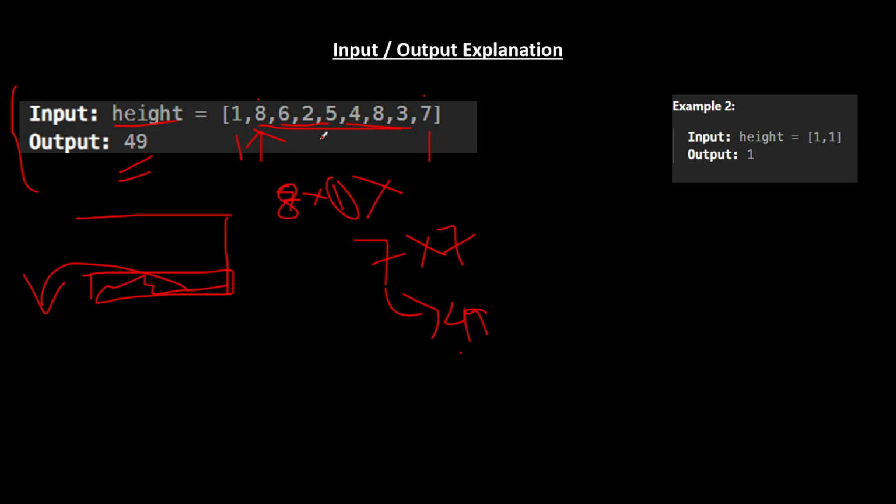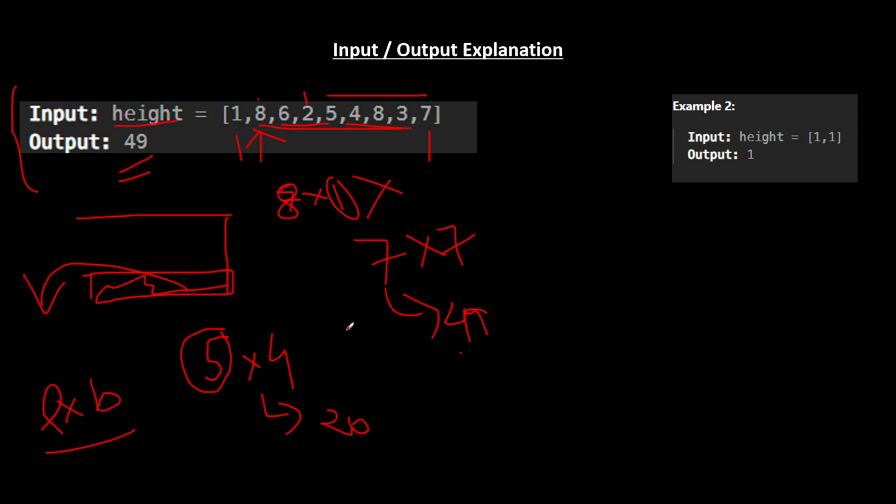Another try you can do is taking the distance between 7 and 5. It will be 5 multiplied by 4, and we get 20. You're getting this point, right? This is the minimum height compared to both 5 and 7, and then the distance between them. So basically what we are doing is length into breadth, which is finding the area of a rectangle.